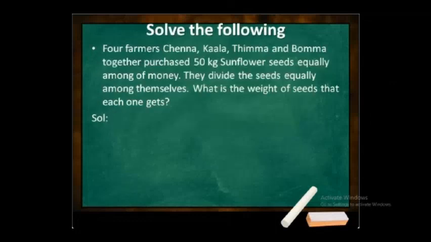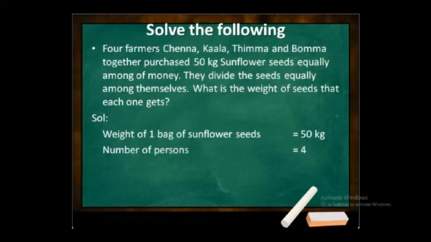Now 4 farmers, Chinnaya, Kala, Timaya and Bumamma, together purchase 50 kgs of sunflower seeds and they pay the amount equally. So they have to divide the seeds also equally. Now you must see how much of the seeds each one gets. So weight of one bag of sunflower seed is 50 kgs. And how many members are there? 4 members are there. Okay. So here you have to divide it so that we'll come to know how many each gets.